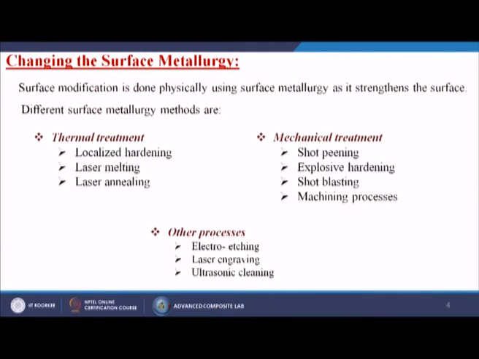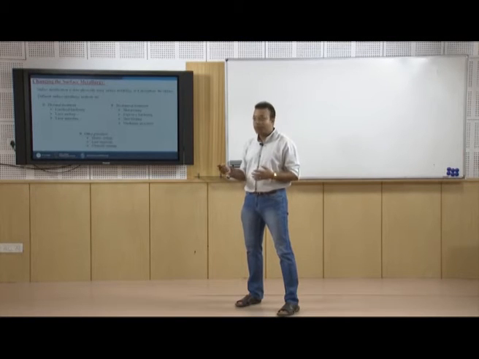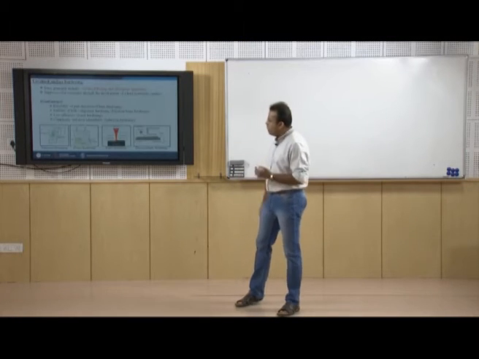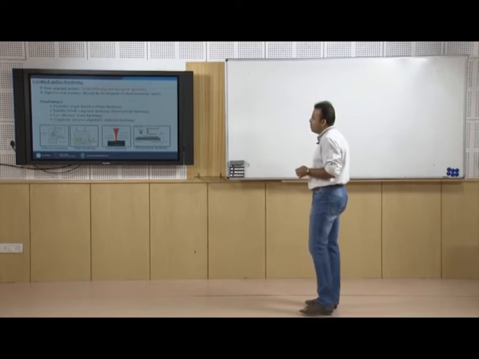And there are some other processes also, generally called unconventional processes or some of the latest techniques that we are going to use. They are electro etching, laser engraving and ultrasonic cleaning. In the next slide I am coming to them one by one. So, first is called localized surface hardening.